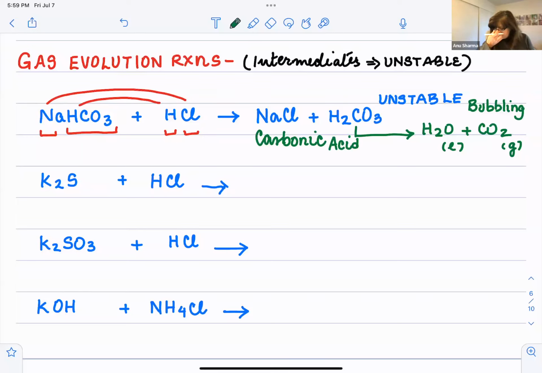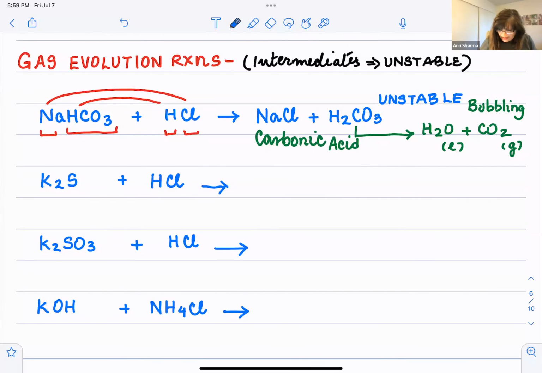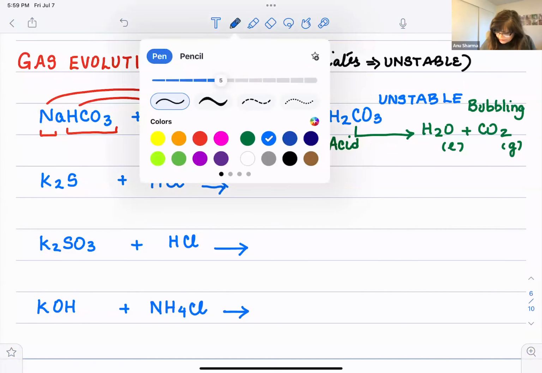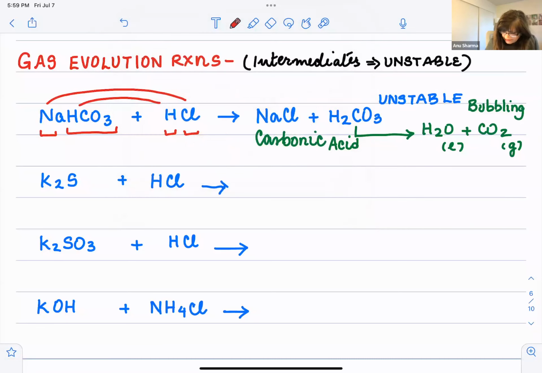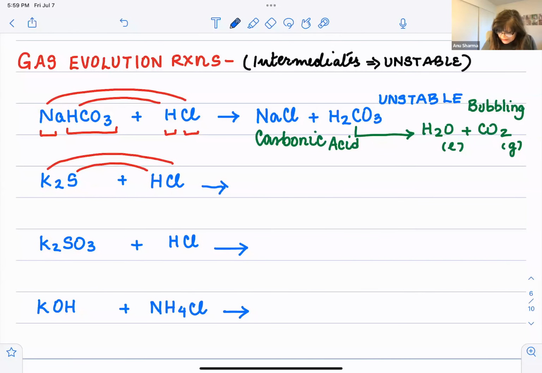Next, let's look at another situation where a gas is formed. Here we will see potassium, once again, outer, inner. So potassium is going to combine with chlorine, and hydrogen combines with sulfur. Here you will see the gas evolution, maybe not unstable, but you're going to see the formation of KCl and another gas, H2S, hydrogen sulfide.